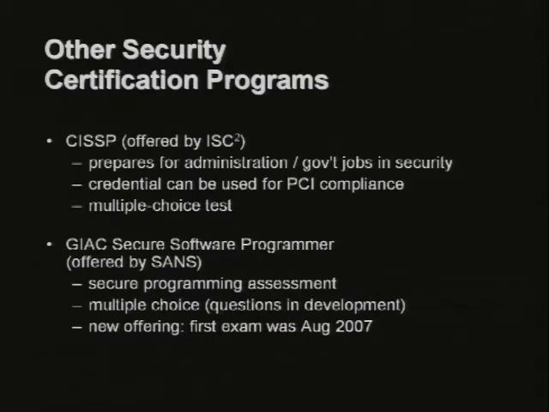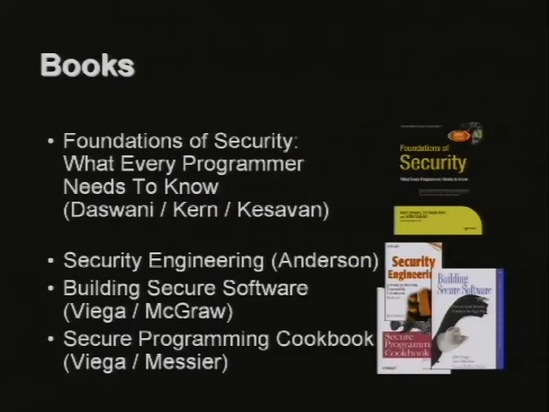Another certification that you can get by passing a multiple choice test is the GIAC Secure Software Programmer, GSSP. It's offered by SANS. This is fairly new, and it focuses specifically on secure programming, whereas the CISSP is much more broad and covers 10 fairly diverse fields. So those are other certification programs.